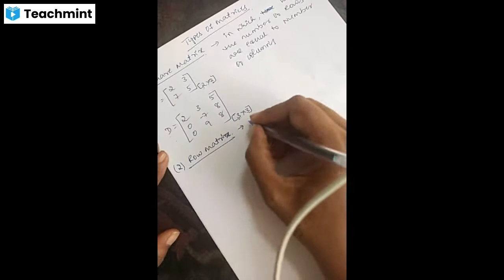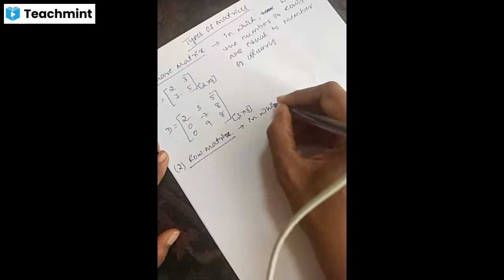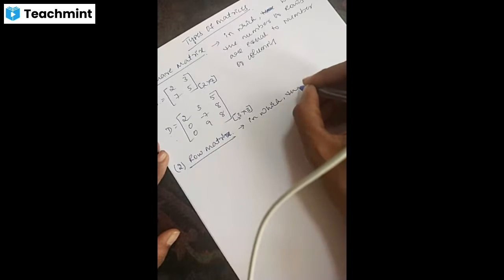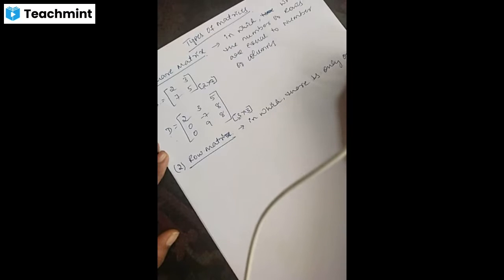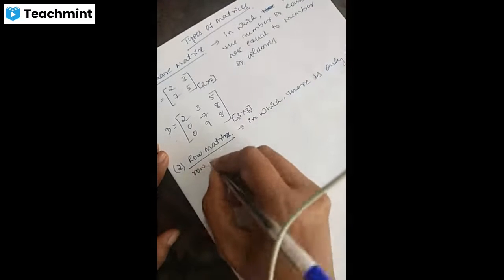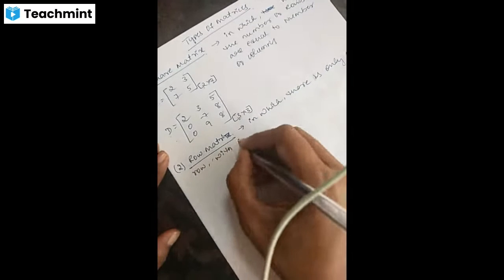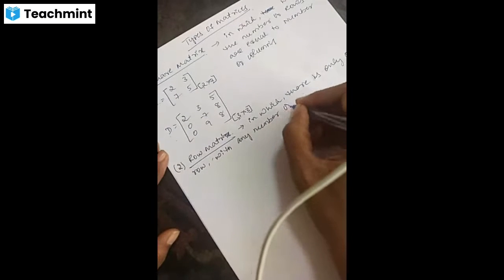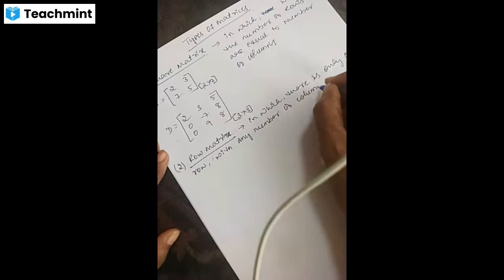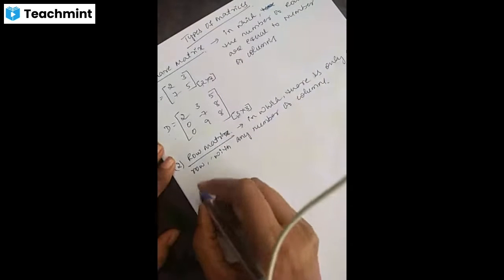Row matrix is a matrix in which there is only one row with any number of columns. Let us take an example.